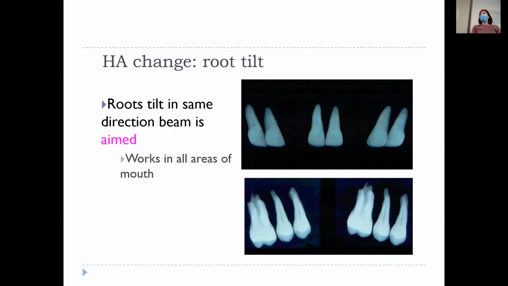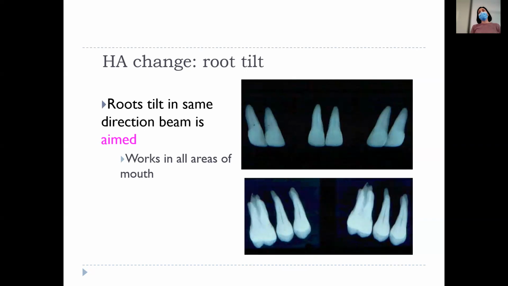Okay, so HA is horizontal angulation. One thing you'll notice is a change in the root tilt, the way the roots tilt. Roots tilt in the same direction as the beam is aimed. In a very practical sense, I actually find this a little tricky, so I anticipate you guys might as well. It doesn't always seem as blaringly obvious as I wish it did, but this is something that we can use.